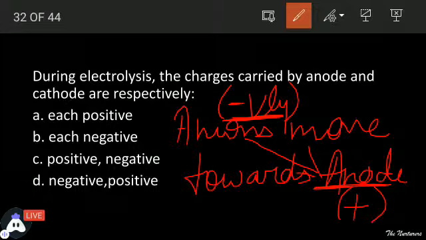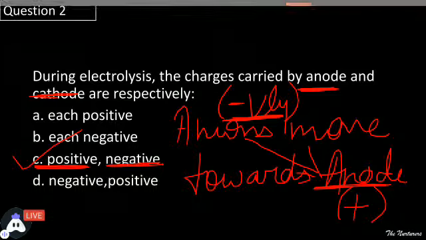तो अगर सबसे पहले वो पूछ रहे हैं एनोड का चार्ज, तो एनोड पे कौन सा चार्ज है? एनोड पे पॉजिटिव है. तो कैथोड पे क्या होगा? कैथोड पे नेगेटिव होगा. सो सी इज द करेक्ट ऑप्शन. दैट इज, एनोड पे कौन सा चार्ज होता है? एनोड पे पॉजिटिव चार्ज होता है. और कैथोड पे कौन सा चार्ज होता है? कैथोड पे नेगेटिव चार्ज होता है.